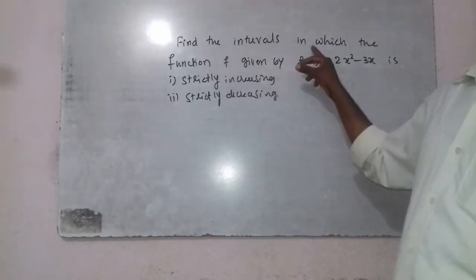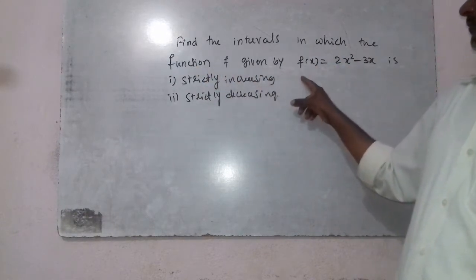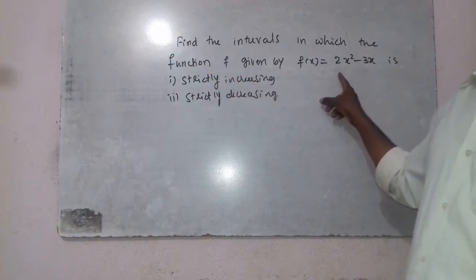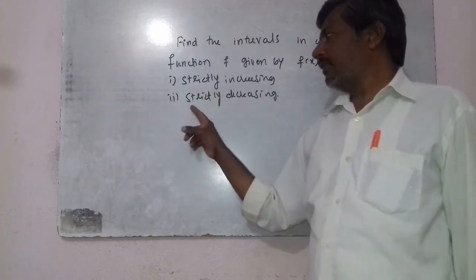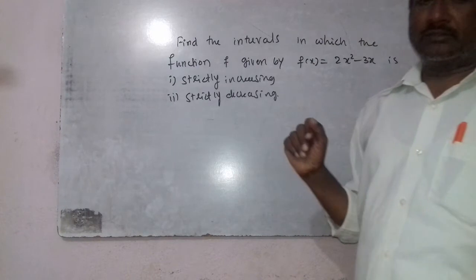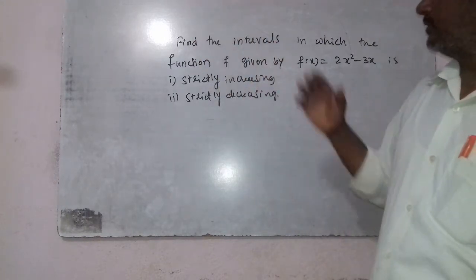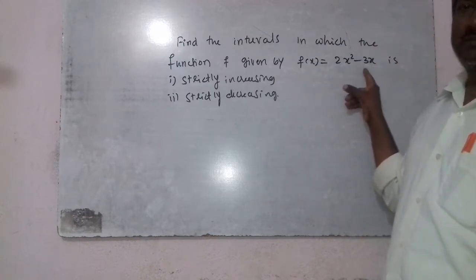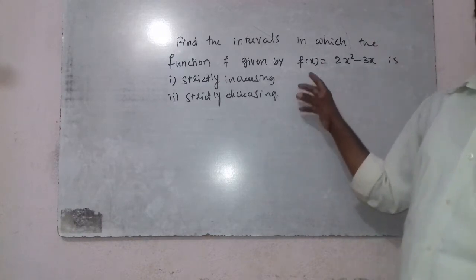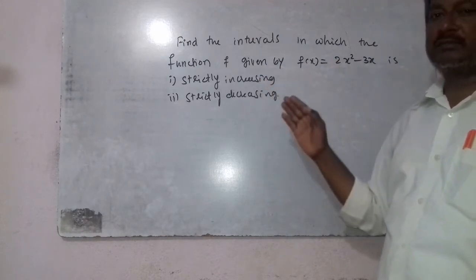Find the intervals in which the function f given by f(x) equal to 2x square minus 3x is strictly increasing and strictly decreasing. So this problem is also as I solved in the previous one. So here the given function is 2x square minus 3x. So first we have to differentiate this to find increasing and decreasing.